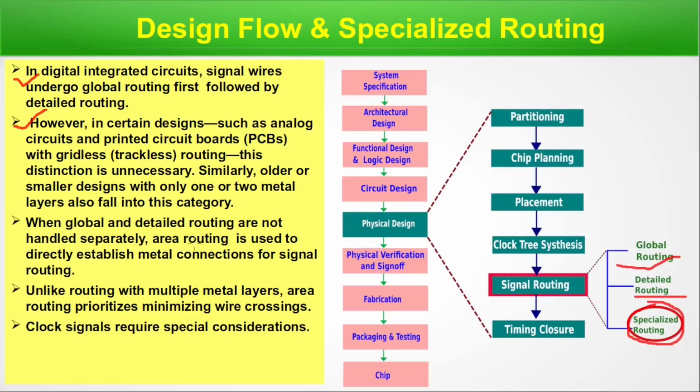Now, when global and detailed routing are not handled separately, area routing is used to directly establish metal connections for signal routing. Unlike routing with multiple metal layers, area routing prioritizes minimizing wire crossing. Clock signals require special consideration. This is the basics of specialized routing. We are done with this slide, and now let's move to the next slide.